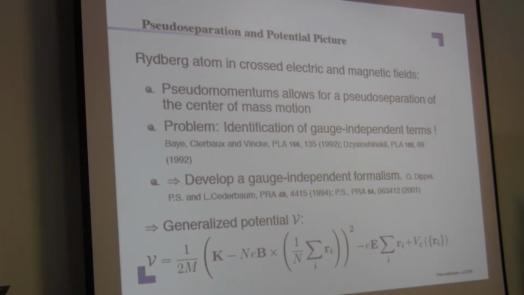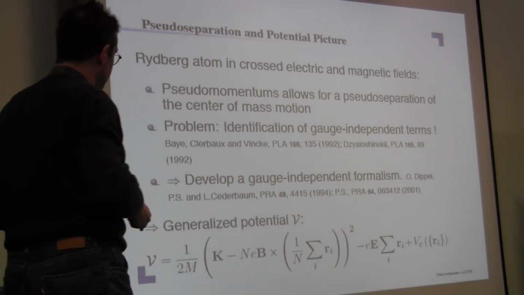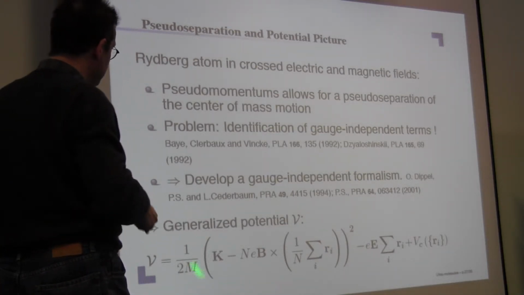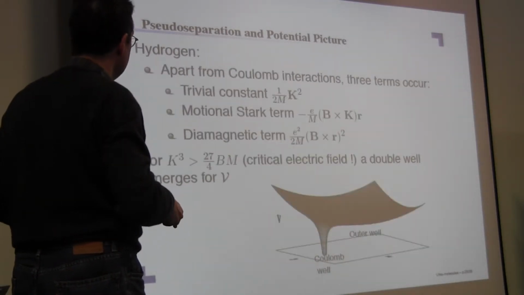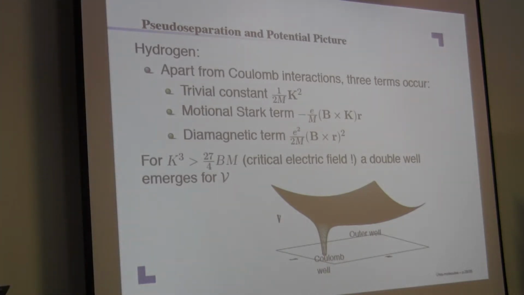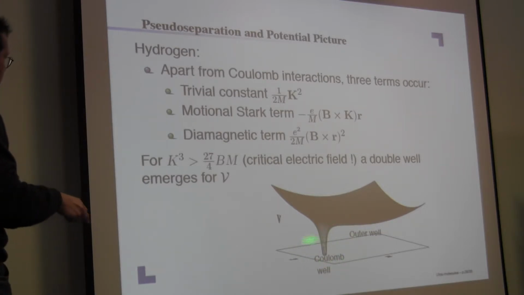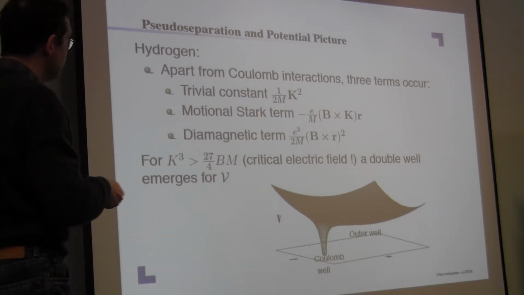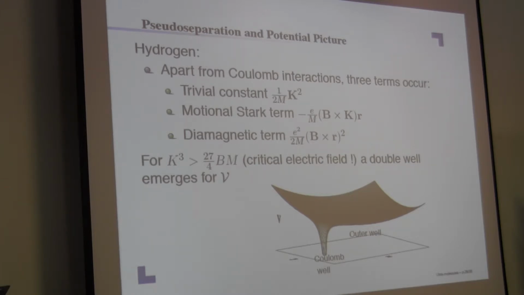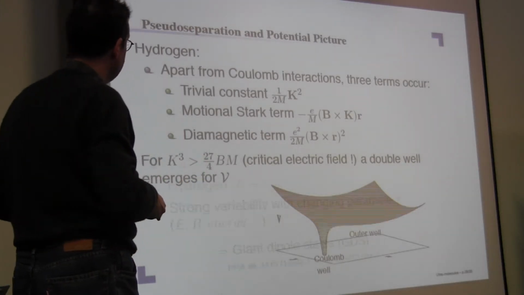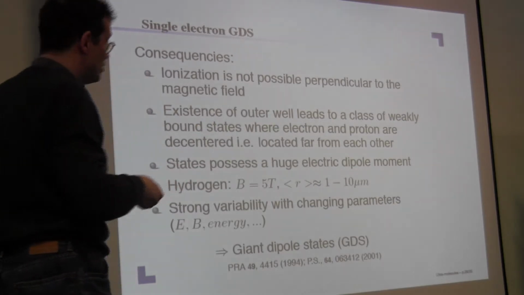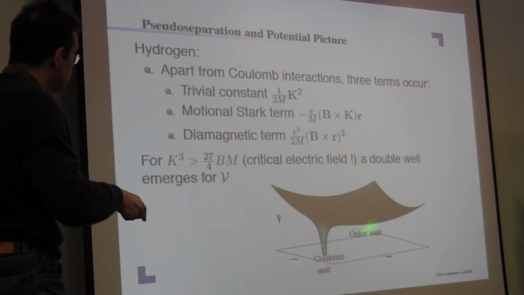We have this gauge-independent formalism in the pseudo-separation of the Rydberg atoms. We have this gauge-invariant potential, which leads to the decentering. And this decentering creates this outer potential well. This outer well has the electron in it, and the positive core is sitting in this Coulomb well. It exists if you exceed the electric field beyond a certain critical value, or alternatively the pseudo momentum, and that leads to these states which live in this outer well.